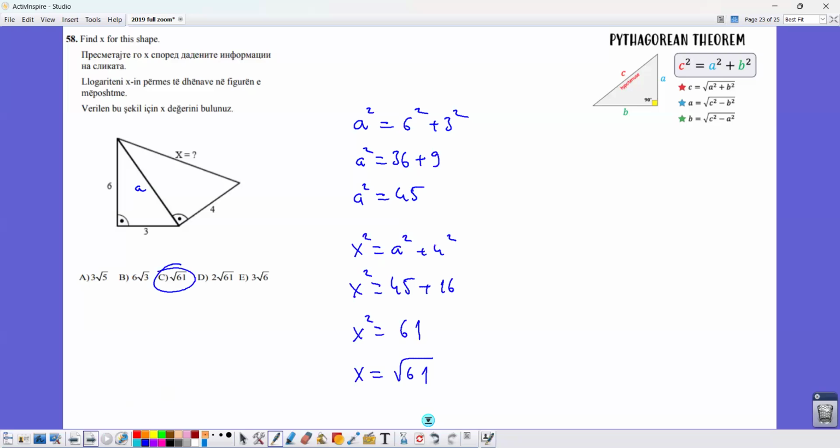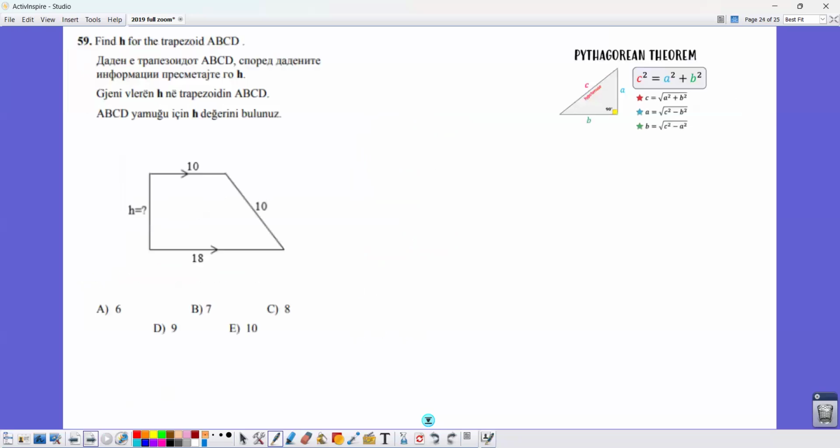This is a Pythagorean theorem question. When we are coming to the 59th one, it says find h for the trapezoid ABCD. Two bases of the trapezoid are given, 10 and 18, and this one is given as 10. This is h. So here it means that they are 90 degrees.